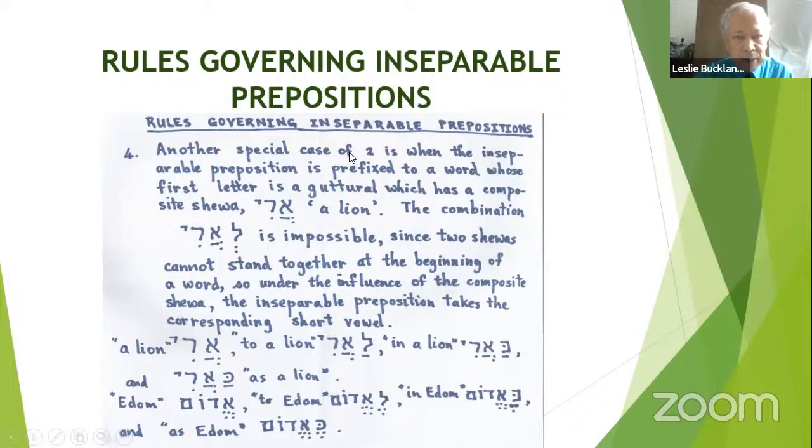So this is another special case of rule number 2, when you are joining an inseparable preposition to a noun that starts with a guttural letter.